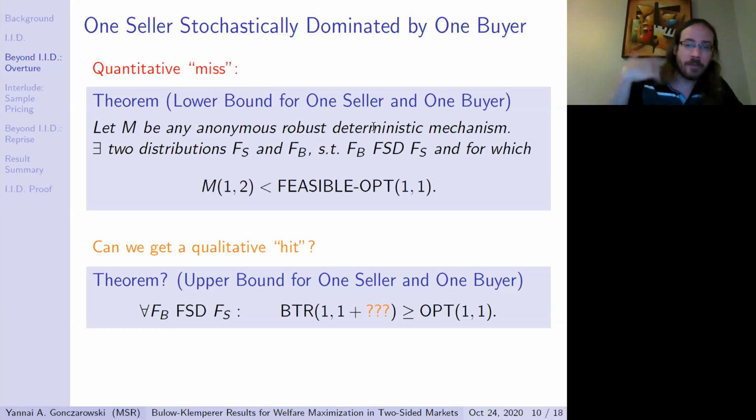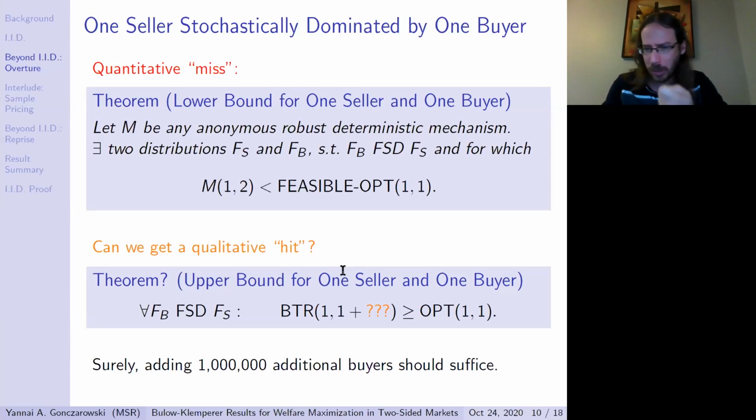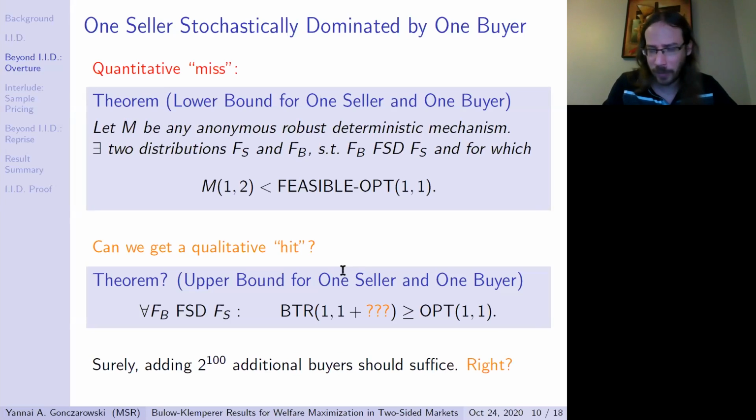Can we have a recovered theorem that says if FB first order stochastically dominates Fs, then okay, you can't add one, but you can add some number? Surely adding 10 suffices, but the question really is how much can you add. Or let me rephrase, surely adding 1,000,000 should suffice, but we really want to get a better number. Or maybe surely adding 2 to the 100 should suffice. And the question is whether that number depends on F, of course.